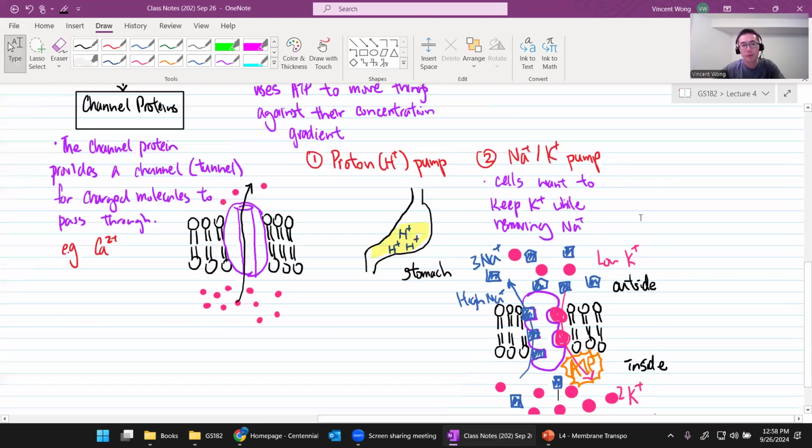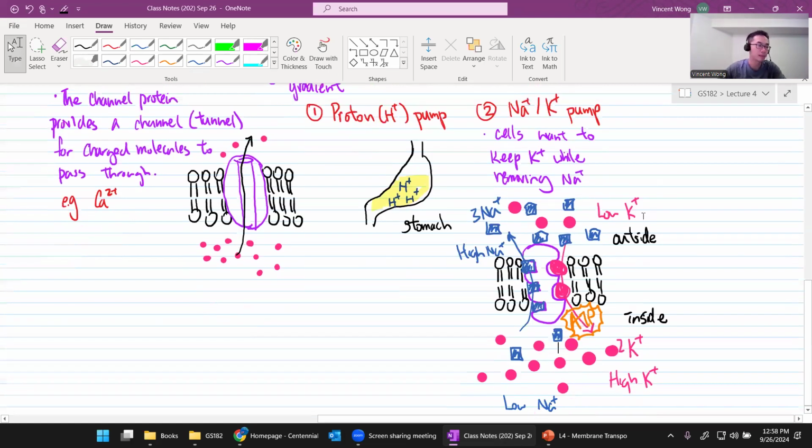So these are examples of protein pumps. They are membrane proteins, often integral proteins, and they're going to be pumping things across the membrane against their concentration gradient.